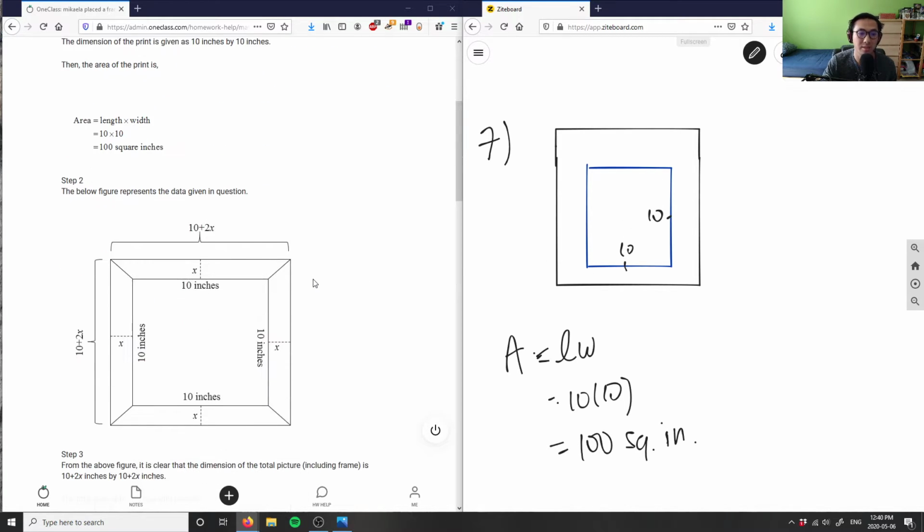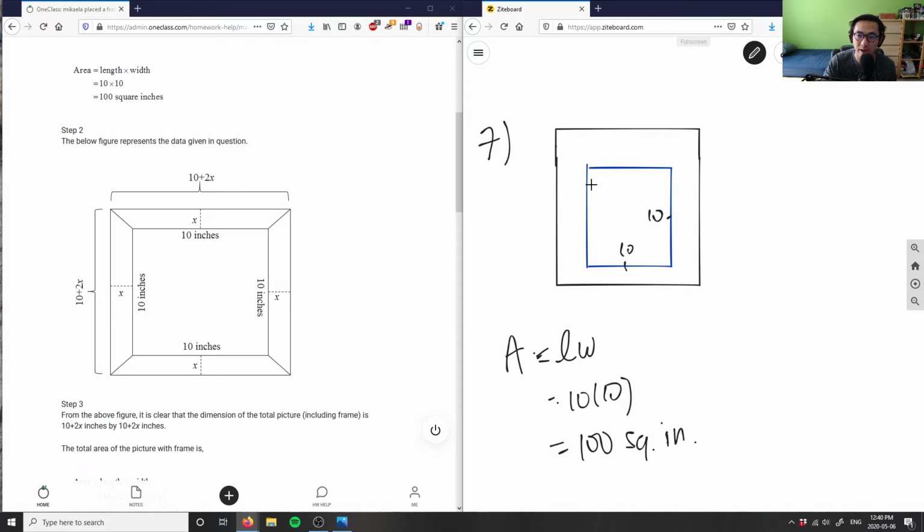And then what we can do is they actually drew a diagram as well. So they wrote 10 inches all the way around. And this here, we don't know, right? This here is x, right? So this here is we're trying to find this value here. And this here is x. This here is also x.